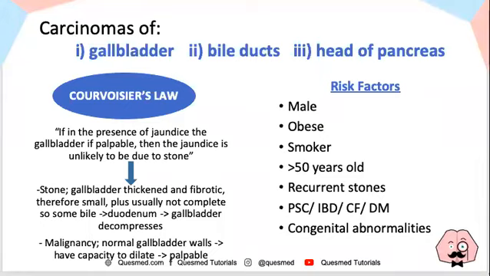So if a patient has a CBD stone, for example, the patient might have a normal gallbladder with the capacity to dilate. If a cancer of the bile ducts arises above the origin of the cystic duct, then the gallbladder is distal to the obstruction and will be collapsed and empty, so not palpable. Risk factors for biliary cancers include male gender, obesity, smoking, aged over 50 years, recurrent stones, and congenital abnormalities. And the majority of these cancers are adenocarcinomas.